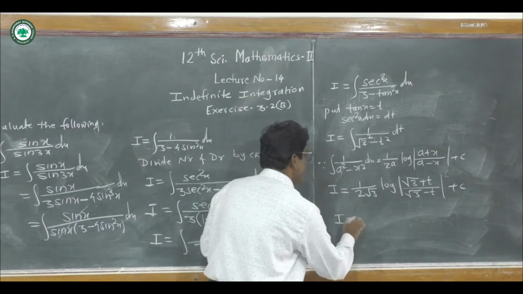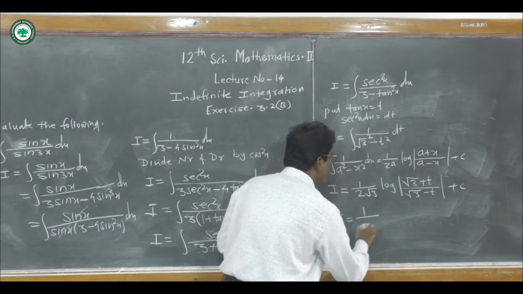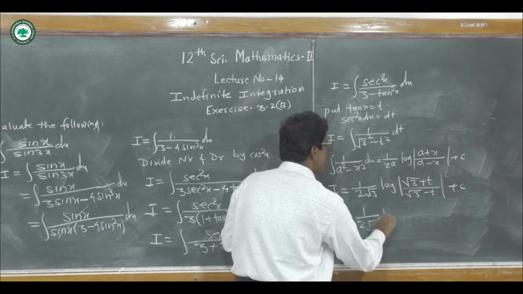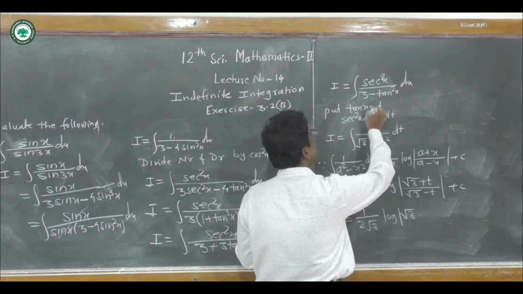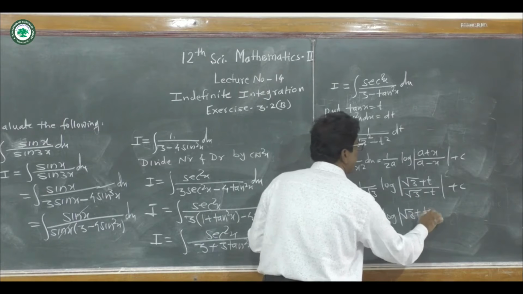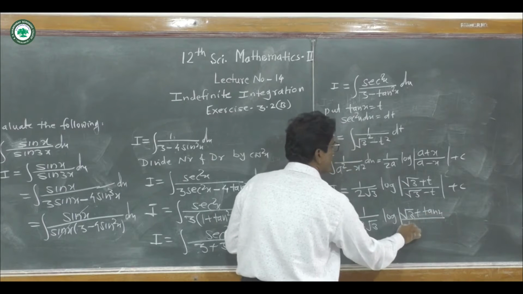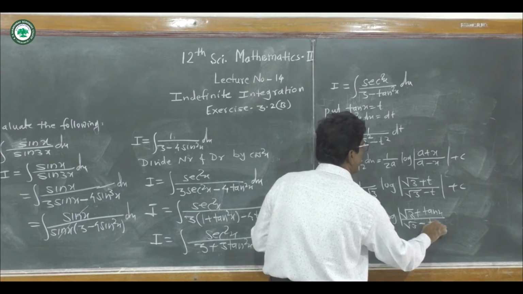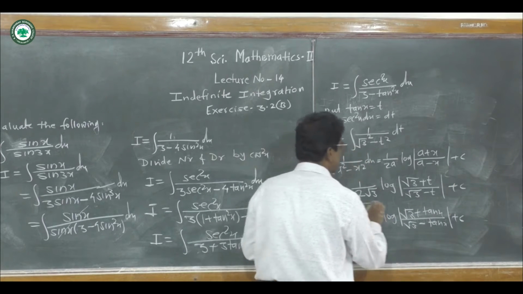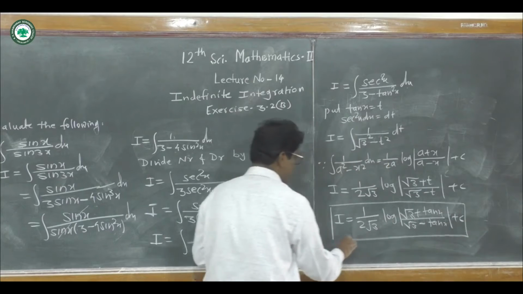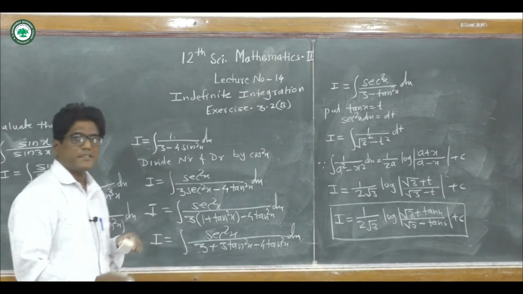Now we resubstitute the value of t, so I is equal to 1 upon 2 root 3 log of (root 3 plus tan x) divided by (root 3 minus tan x) plus constant of integration. This is the final solution. Highlight this solution and take the screenshot.